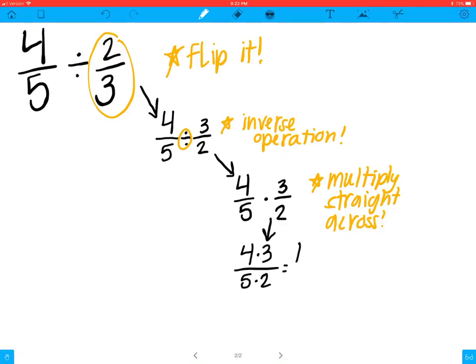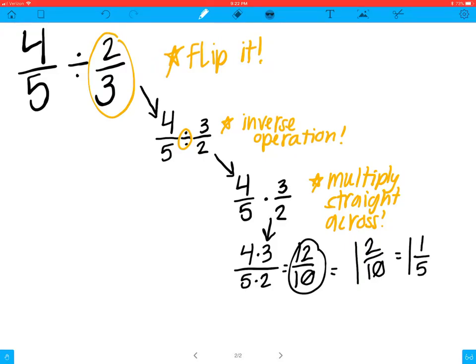So I multiply 4 and 3 to find the product, that's 12, and 5 and 2 is 10. I could leave that as my answer. If this said simplify your answer, that's when I'm going to look at how I'm going to take this 12/10 and turn it into a mixed number. When my numerator is larger than my denominator, I know there's going to be a mixed number.